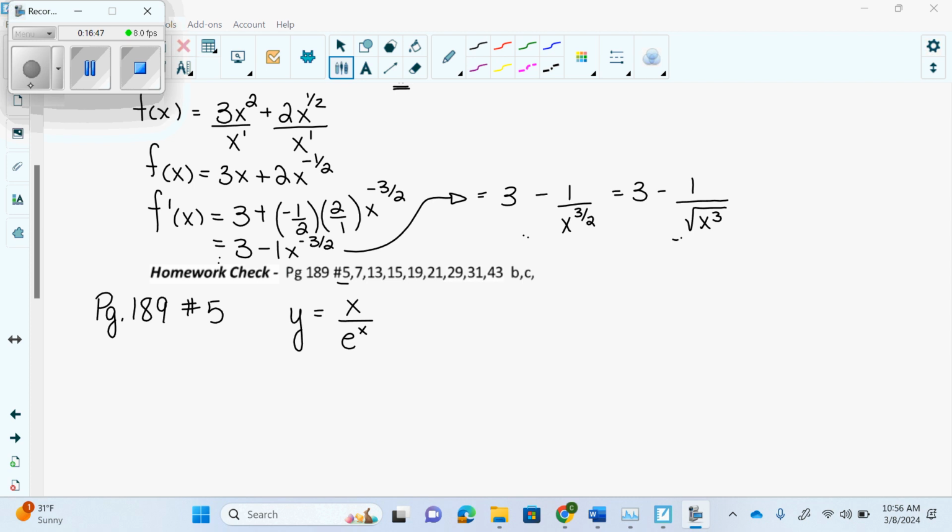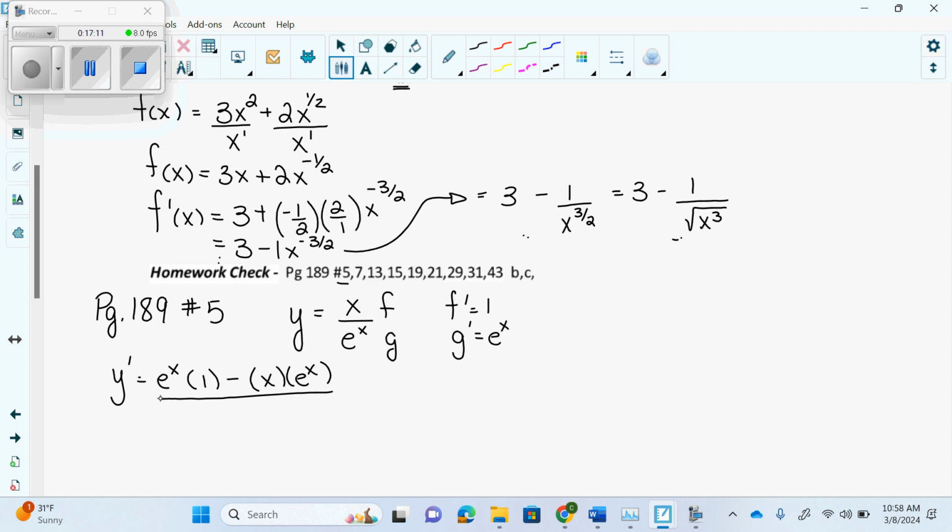This is number 5. Try it out. All right. You can keep going if you haven't finished. You can compare it at the end. F prime is 1. G prime is e to the x ln e times 1. So it's just e to the x, right? So y prime is g f prime minus f g prime all over g squared. Don't forget to put the square.